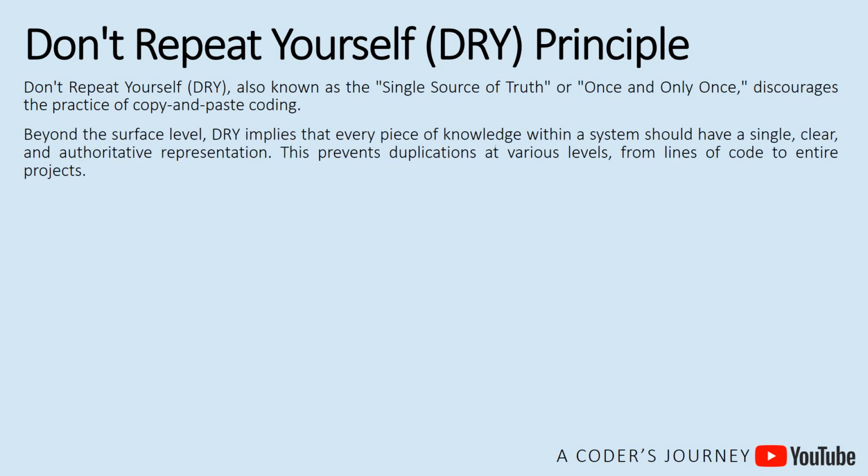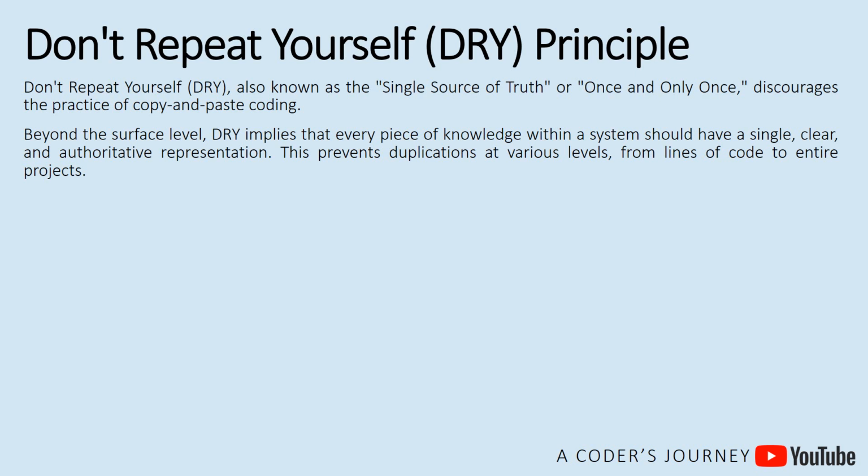inconsistently. Beyond the surface level, DRY implies that every piece of knowledge, every method, every piece of code, right, within your application, within your system should have a single, clear, and authoritative representation. So basically, this means that when you want to implement a piece of code, like for example, when you want to implement the logic of validating the email address of a user, you should implement it once in a method and that's it. Test it, and if it works correctly, that's it.